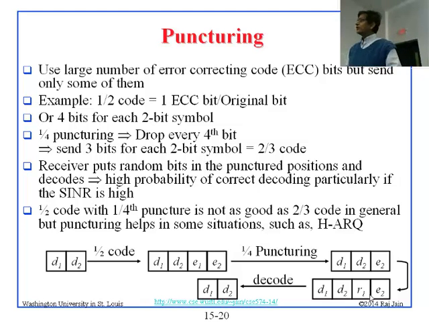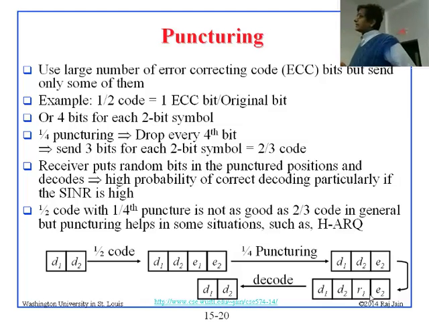Right? So what you do is, let's say these are the two data bits, D1 and D2. You use a half code, which means that you put 2 more bits, E1 and E2, so 4 bits. But you're not going to send all 4, you're going to send 3 of them. So you just selected that I'm not going to send E1. I'm going to send 1/4 puncturing, means I'm going to send 3/4 of the bits. So out of 4, we are going to send 3: D1, D2, and E2 we decided, right? Of course, the other guy knows that you are sending D1, D2, and E2, by the way. So they know what is missing.